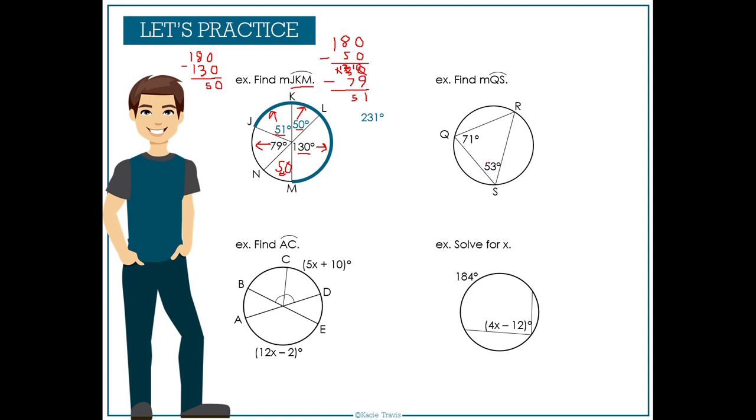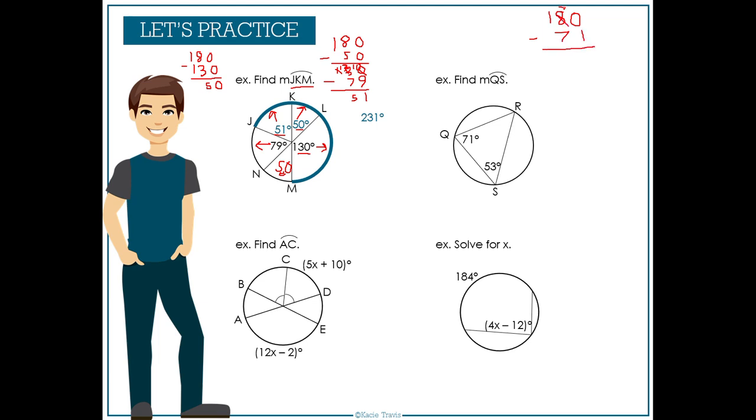I have two of them right now, 71 and 53. Let's find this one up here. This is a triangle here, so that means that all three of these angles add up to our good old friend 180. So when we do 180, we're going to subtract 71 first.